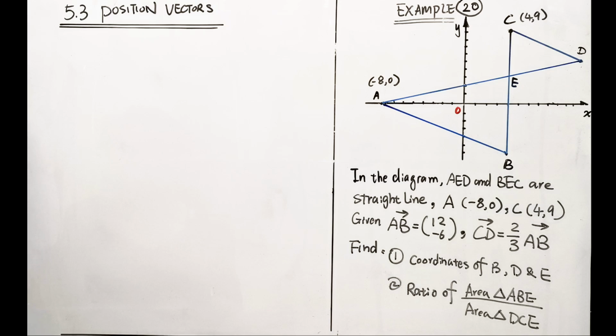Hello everyone, let's continue to talk about position vectors. Let's look at this example 20. In this example, we have drawn some lines and points on the diagram. The diagram above is a Cartesian plane.